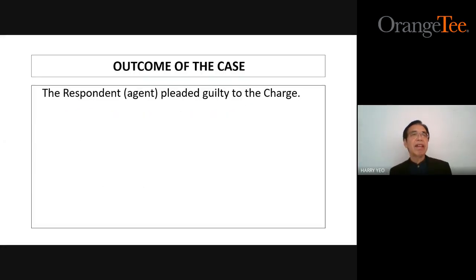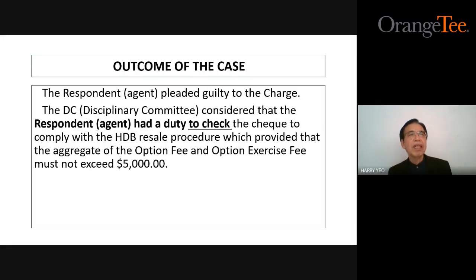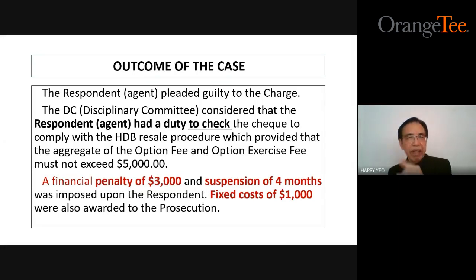Nothing to say. So the agent pleaded guilty, Your Honor. Yes, I'm guilty. Therefore, the district committee considered that the agent had a duty to check and he failed to check. Fine, $3,000, suspension 4 months, and fixed cost of 1,000.